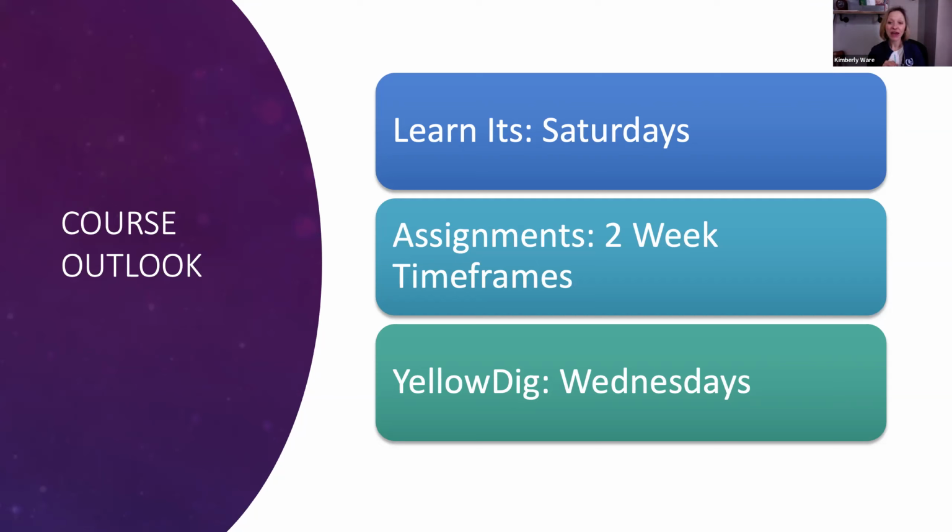Okay, then we have assignments. Assignments take about 2 weeks to do. So assignment 1 is a little bit different. You don't have 2 weeks to do that one. But after that, you'll see it says begin assignment 2. Then the next week you're finishing assignment 2, beginning assignment 3, finishing assignment 3. So you have about 2 weeks to work on these assignments.